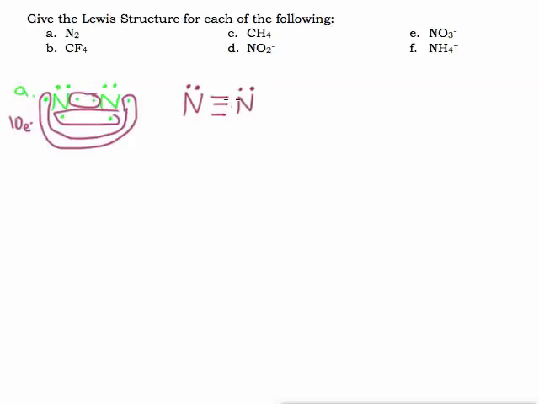We can count a total. Remember, each line represents 2 shared electrons, so 2, 4, 6, 7, 8, 9, 10. We still have 10 electrons. And each nitrogen has 2, 4, 6, 8 electrons around it. So this is what that bond looks like. Let's look at B.